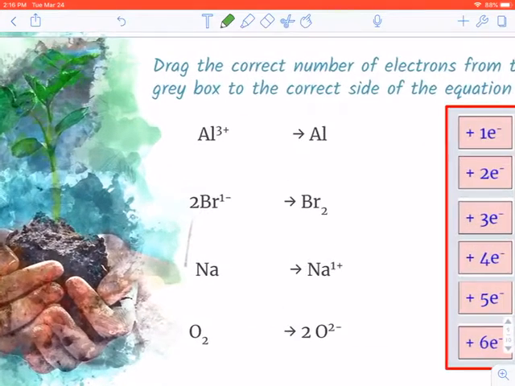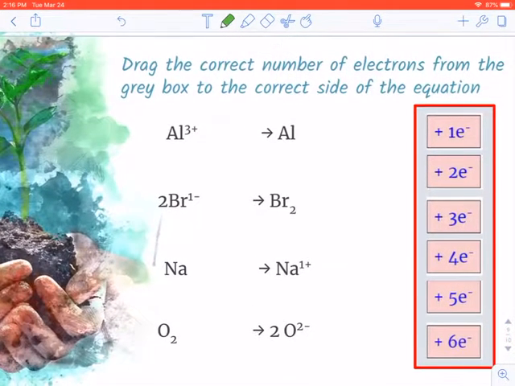So, looking at these practice problems. I have this on my iPad. It's not a Google slide here, so I can't actually drag those over, so I'm just going to write them in. If you're looking at this first one, with aluminum we have 3 electrons that are lost. There's only 1 aluminum atom, so you only need to focus on 3 electrons, and you put the electrons on the side that's more positive. So we're going to have +3 there.